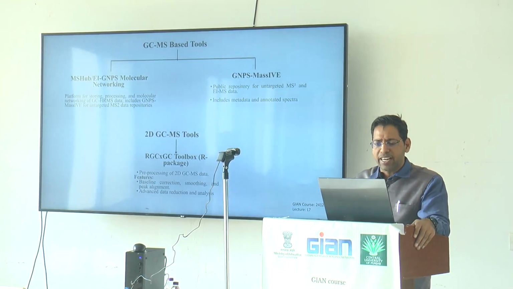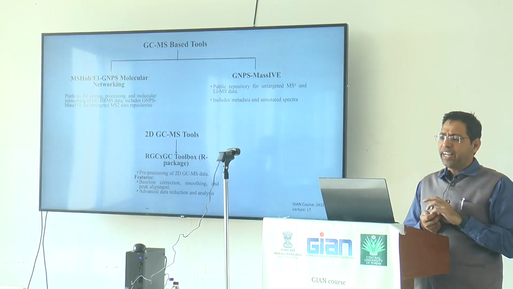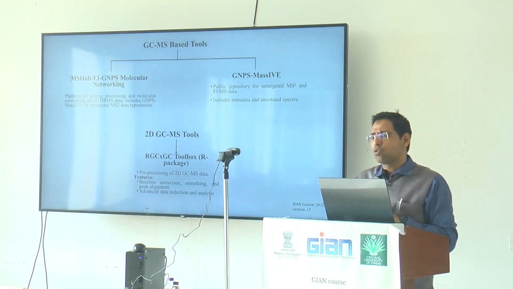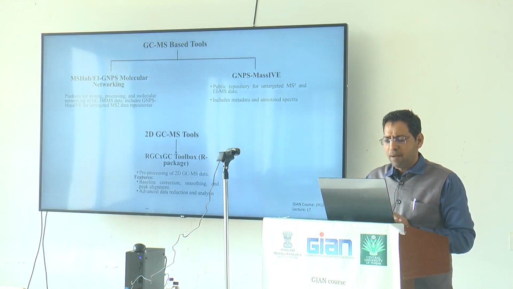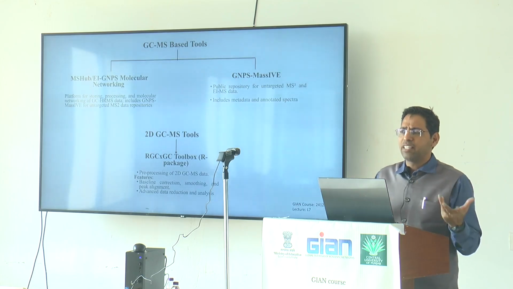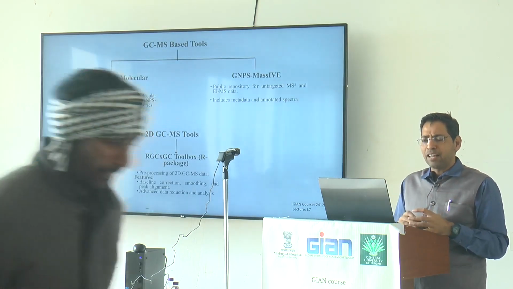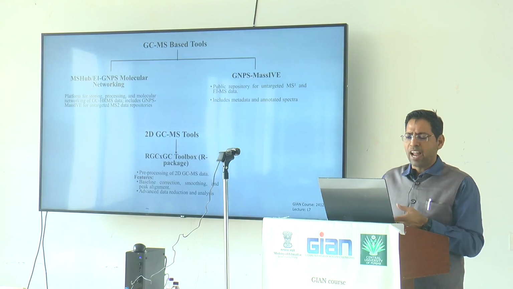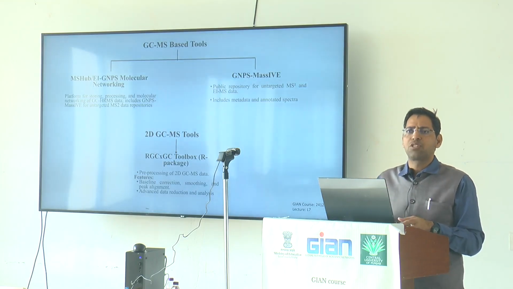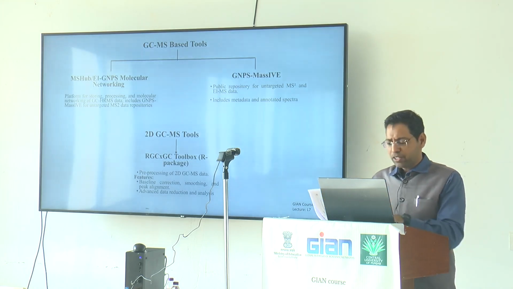The another point is the 2D GCMS tool also. So the 2D GCMS tool is also used for the GCMS. It is the pre-processing of the 2D MS data, and the basics are the same, that is the baseline corrections, smoothing, peak alignments, and yes, the complexity of the data is reduced and we can further use it for downstream analysis purposes. So this is all about the GC based tools.